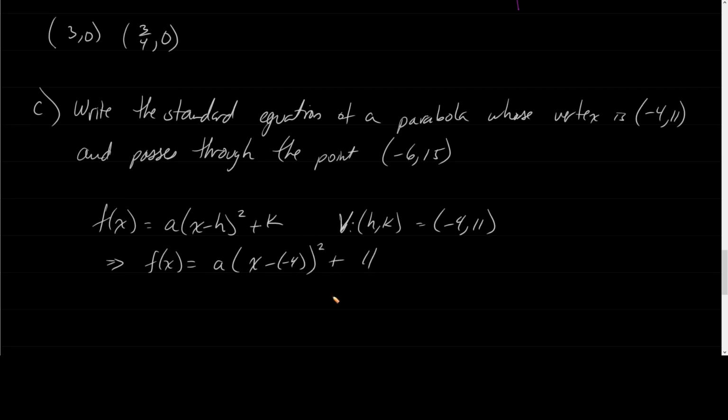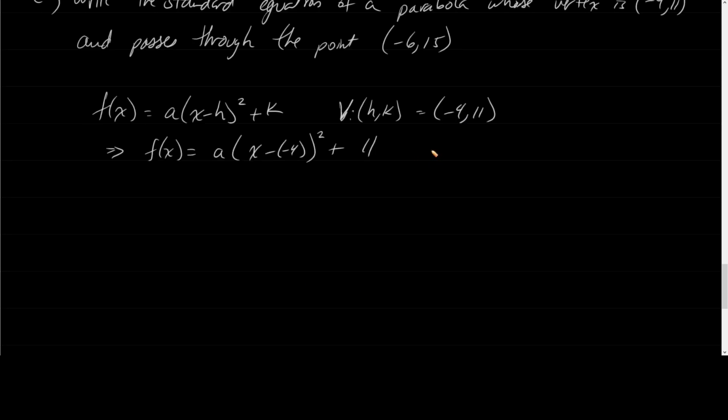Then what else do we know about this? We've got a point here, -6, 15. And what does that tell us? Well, that tells us that when x is equal to -6, when we plug in -6, our y value should be 15. So what does that give us? Well, actually, first let's simplify this. This is just a times x plus 4 squared plus 11, right? All right, so now let's use this. So f of -6, in other words, a times -6 plus 4 squared plus 11 is supposed to give me a value of 15. And the idea here is to solve for a.